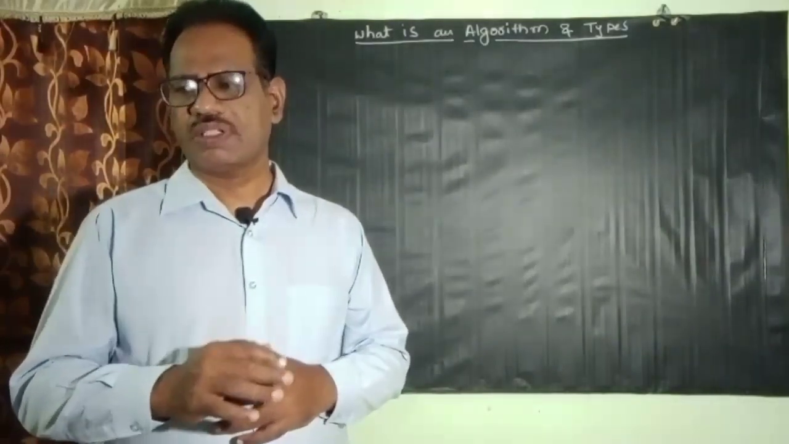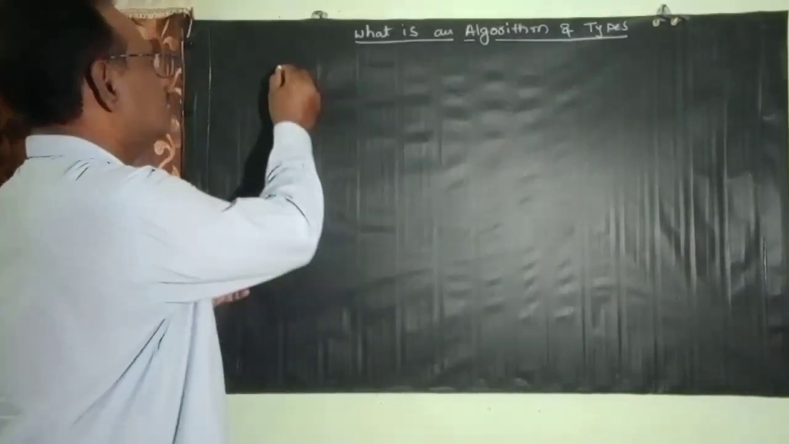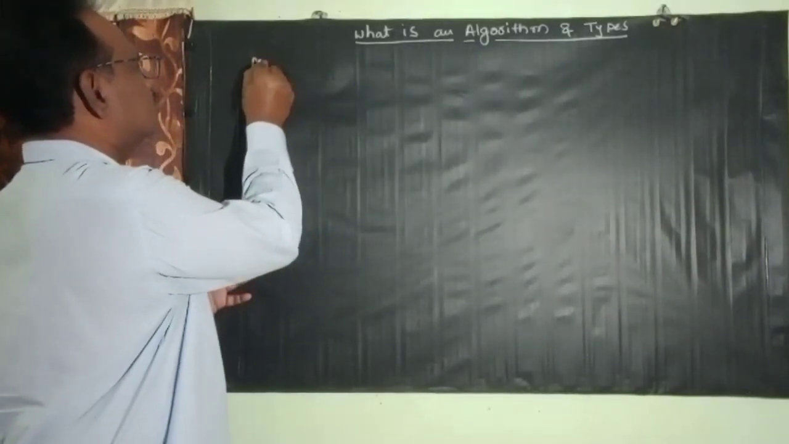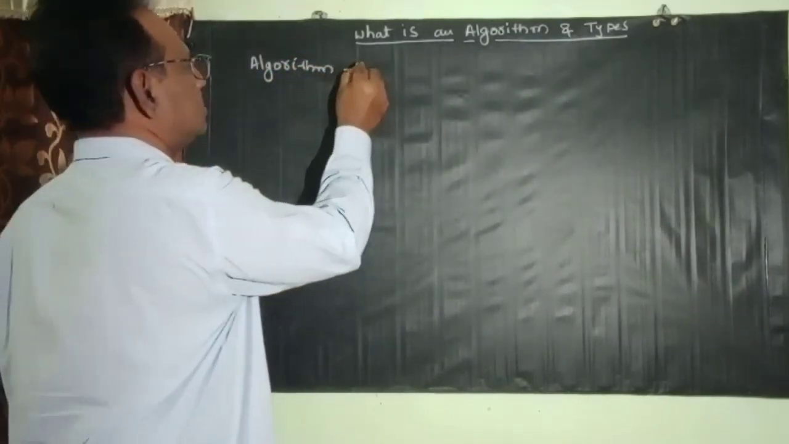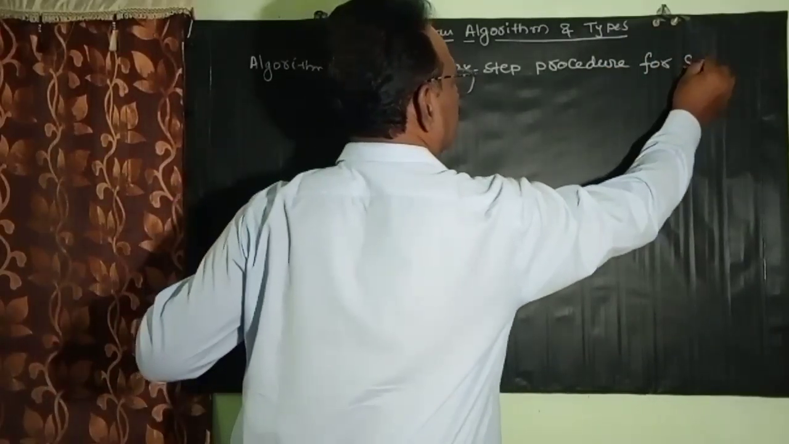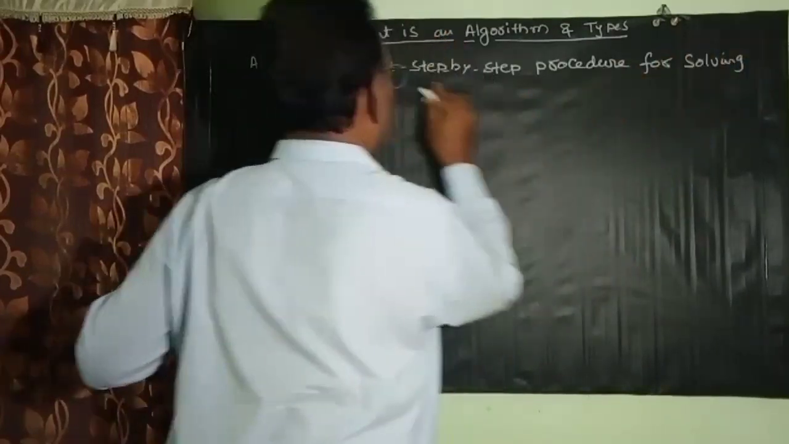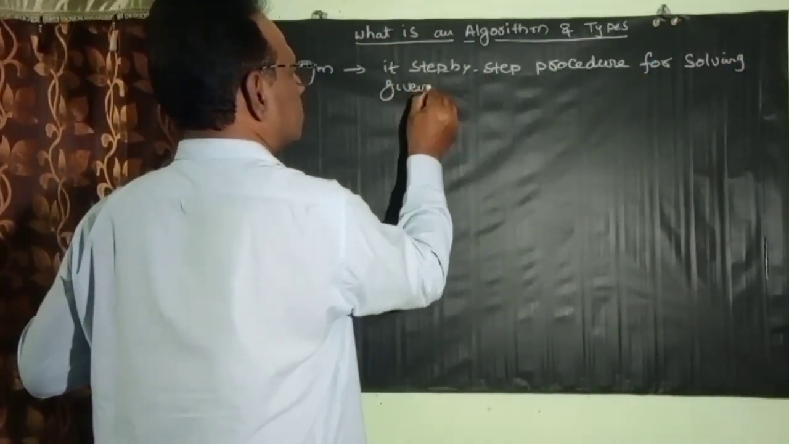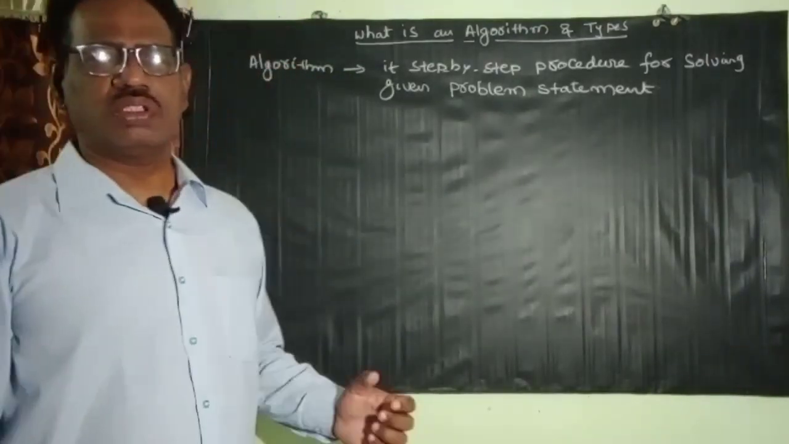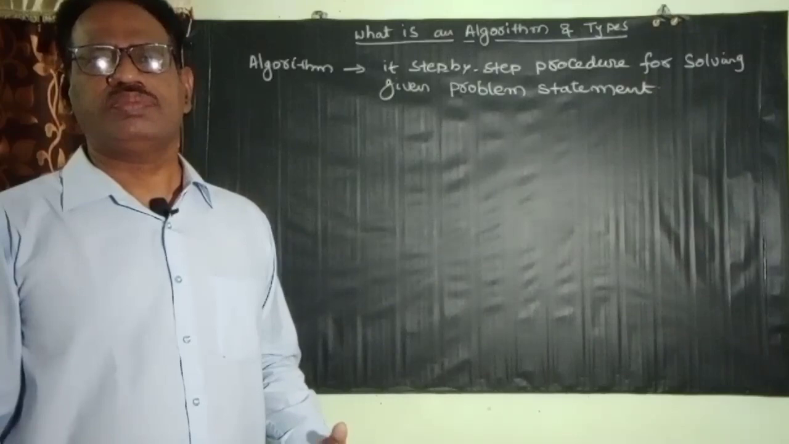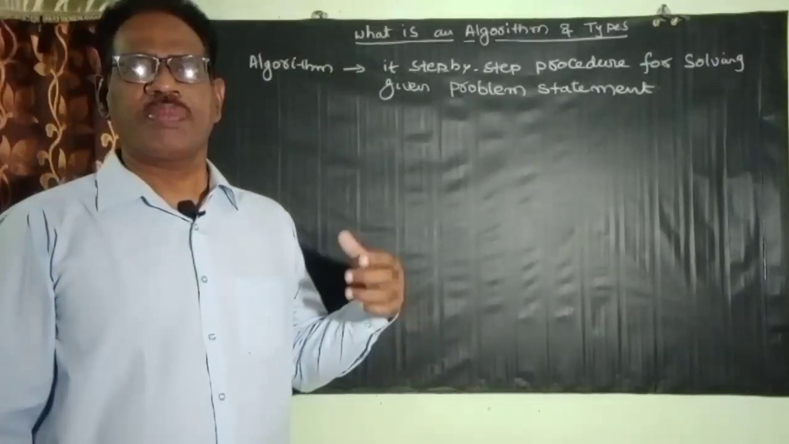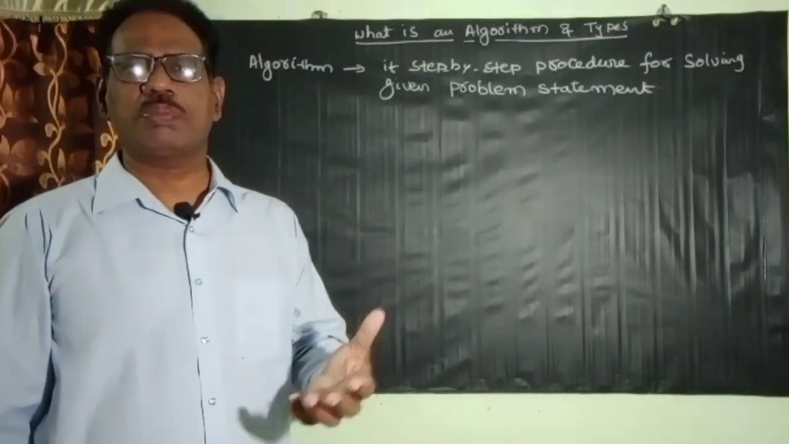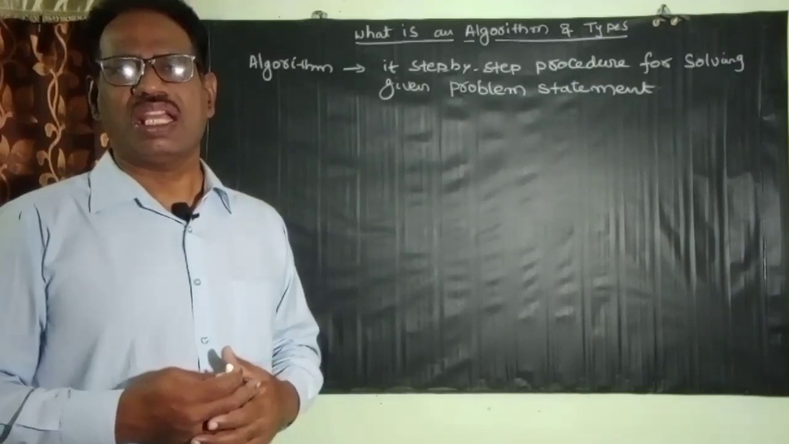Now the technical definition of algorithm. Algorithm means a step-by-step procedure for solving a given problem statement. If you want to write a program for a particular problem, then the sequence of steps required has to be clearly explained step by step, so that one can follow those steps for implementing the program in their particular programming language.